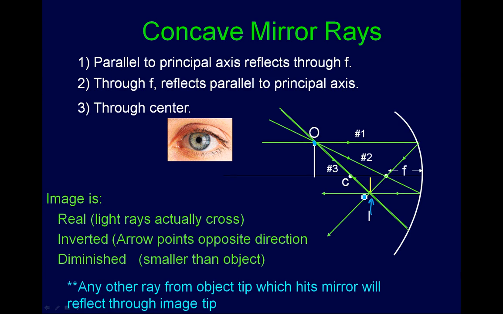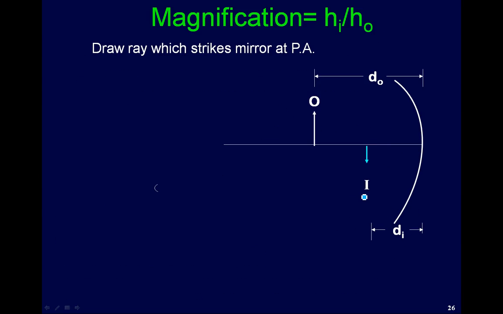And just so you know, any other ray from the object tip which hits the mirror will reflect through the image tip. So here's just some random ray. We don't really know how that one works, but we know that it has to bounce through there. Once we have that point, we know every other ray should point through there as well.